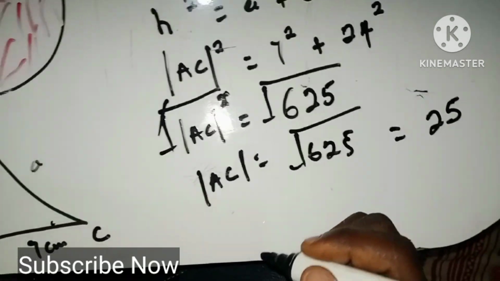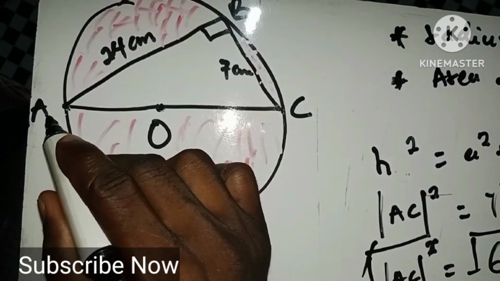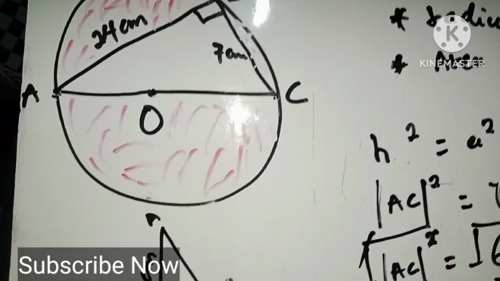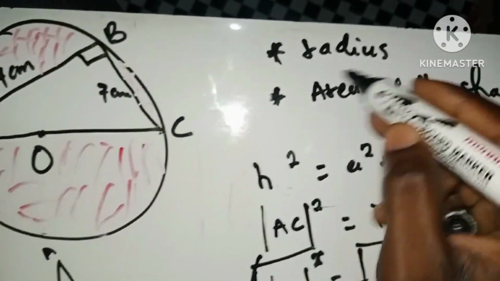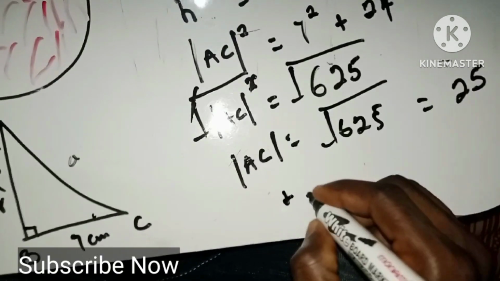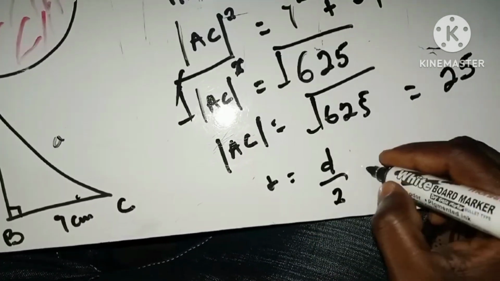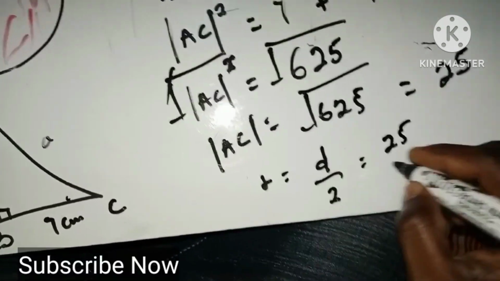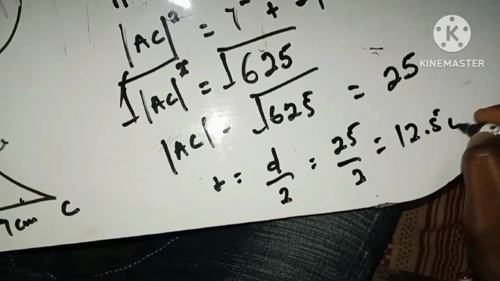Is that okay? So everything here, that's from A to C. According to the diagram here, A to C is going to be 25. But remember, the question says you find the radius. The radius is half of the diameter. So R is equal to the diameter divided by 2. The diameter is 25, so 25 divided by 2. So the answer is going to be 12.5 centimeters.